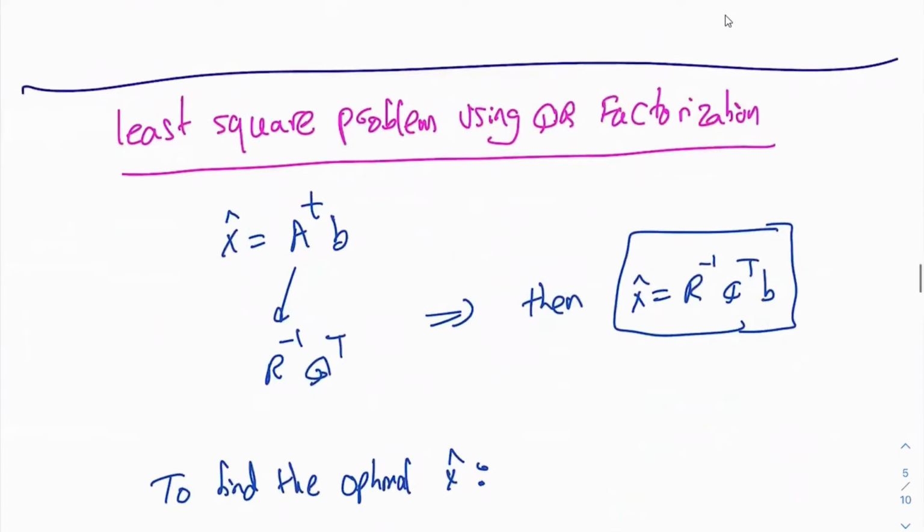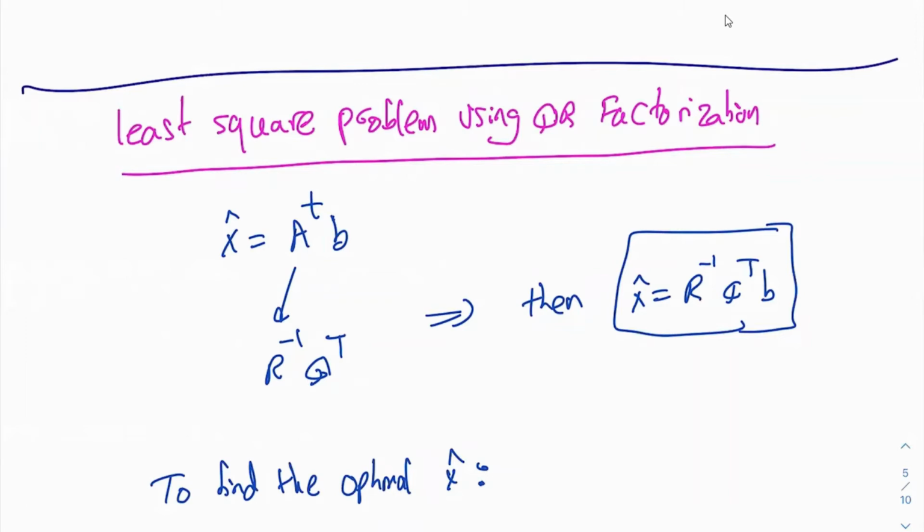Now let's talk about solving least squares using the QR factorization. What we're going to do: we proved that the x hat, the solution of the system of linear equations, is going to be a pseudo inverse times b. But from a couple of videos ago, when we talked about the inverse of a matrix, I will put the link to these videos in the description.